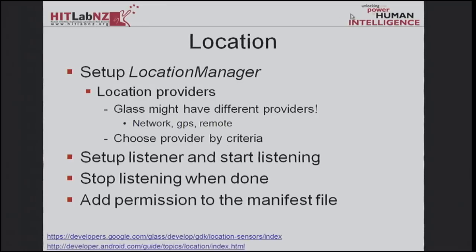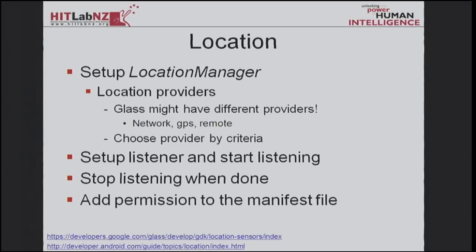For locations, it's quite simple. You have to set up a location manager. It's basically calling one of the APIs to get the location manager object. And the way the location manager works is it has a certain set of providers. A provider is a module on the Android system that provides a location to your object. And Glass might have different providers. It's the same as Android phone programming as well.